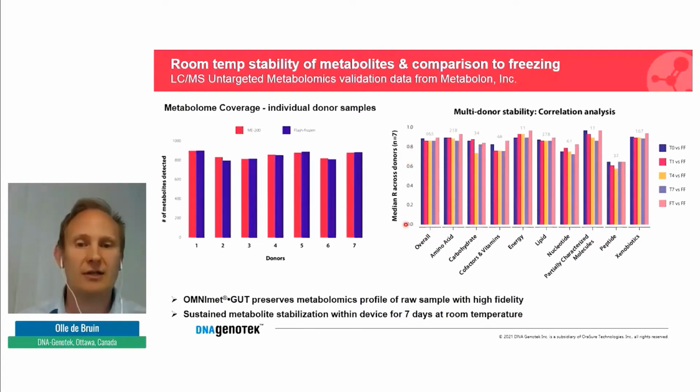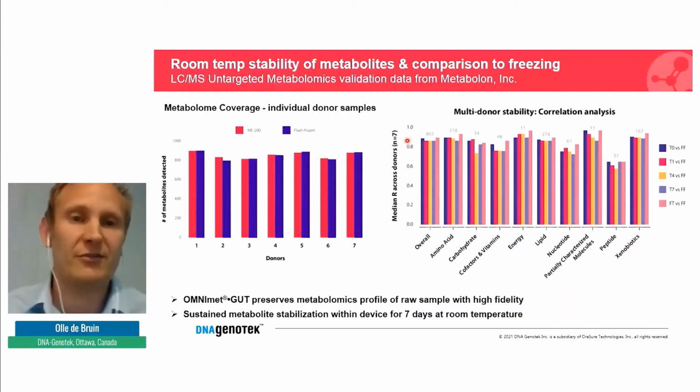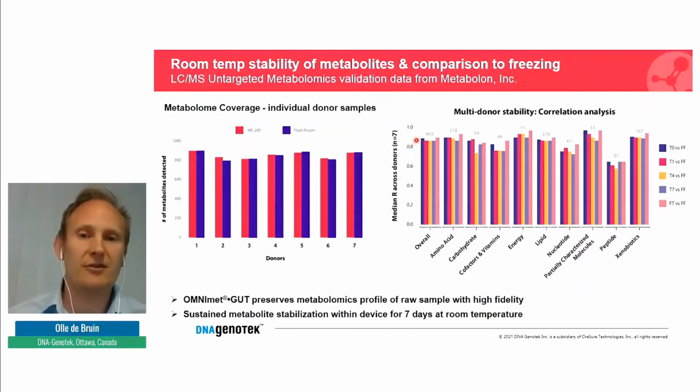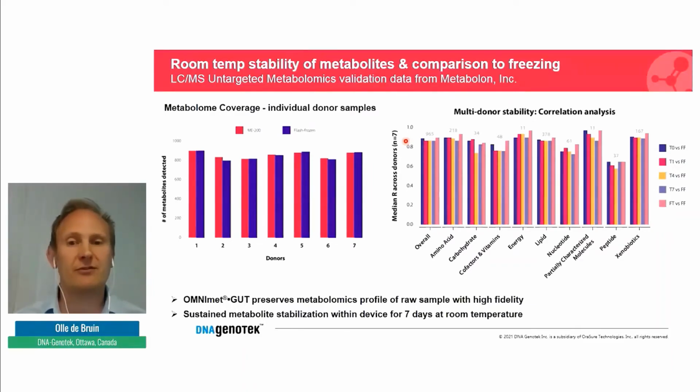Here on the left is the entire view of the overall 800 to 900 metabolites and the Spearman correlation. Between T0 and fresh frozen, the median was 0.9. Spearman coefficients range between -1 and 1, and above 0.8 is very high. So we get very high correlation between OMNImet.GUT samples and the flash frozen samples. Then, going from left to right, the different colors indicate the time points, the amount of time at room temperature that the device was held.